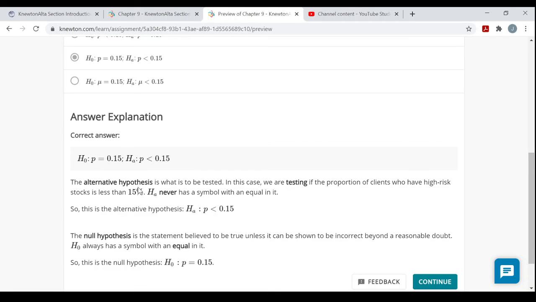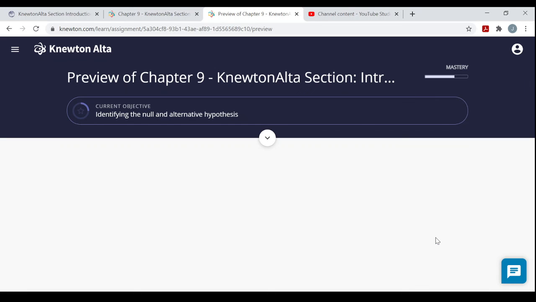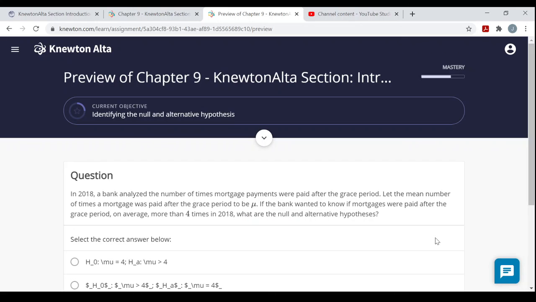So the alternative hypothesis is what is to be tested. It never has a symbol with an equal in it. The null hypothesis always has a symbol with an equal in it. Okay, that's it. That's all you have to do for that kind of question.